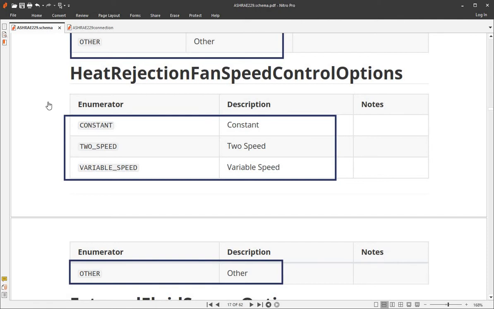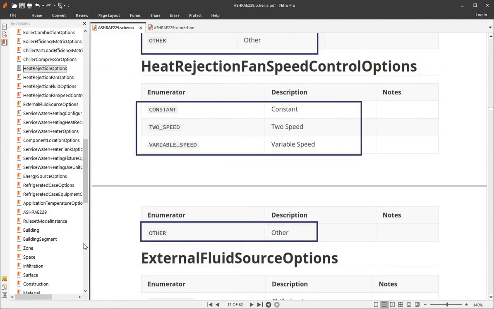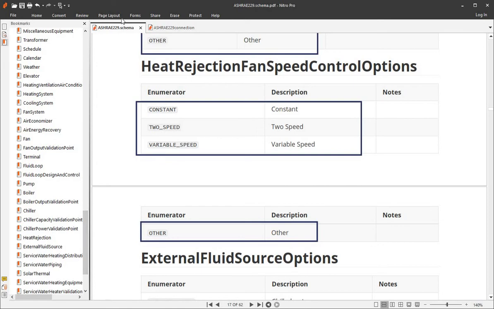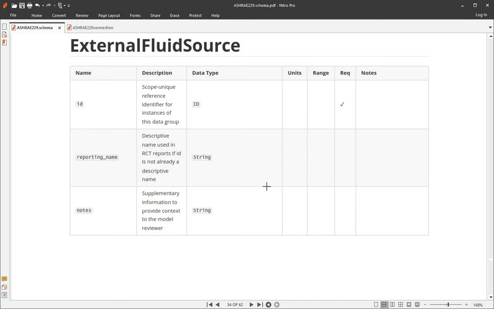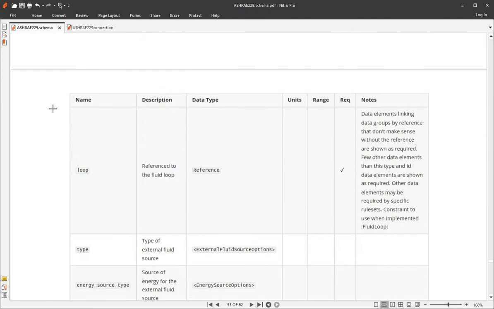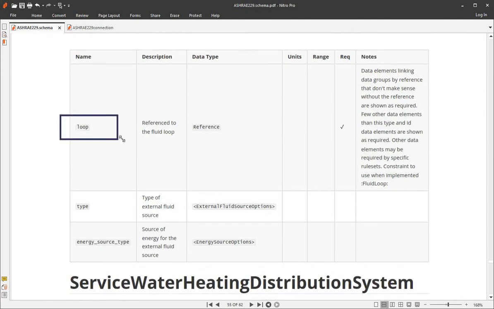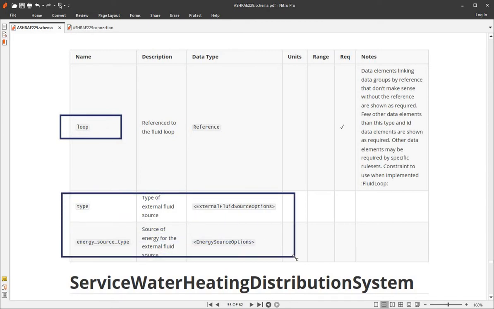The next up is looking at external fluid source. It's also down towards the bottom of the PDF file. So external fluid source has the same three starters, ID, reporting name, and notes, as most of the other data groups. And it really doesn't have that much more than that. It identifies the loop, that it references a loop, just as heat rejection does and other primary equipment. And then it has a type and an energy source type as two enumerations.